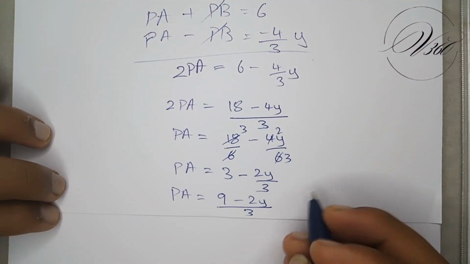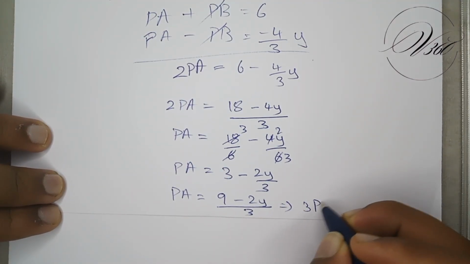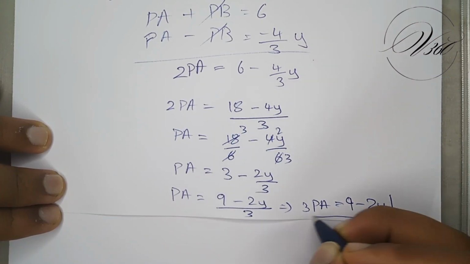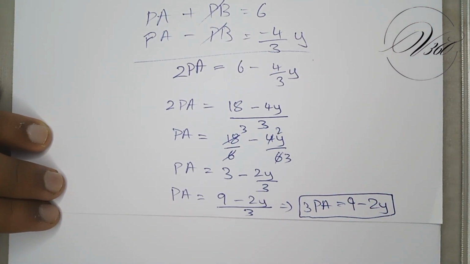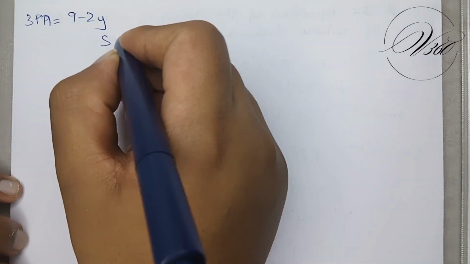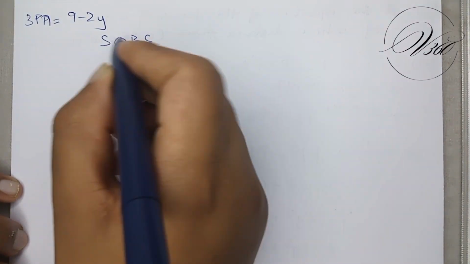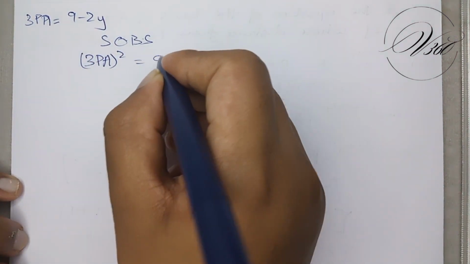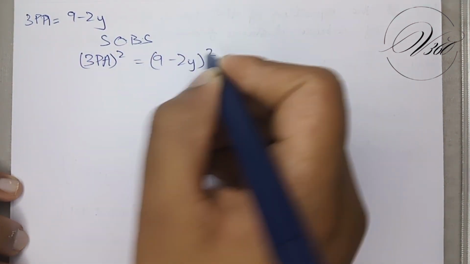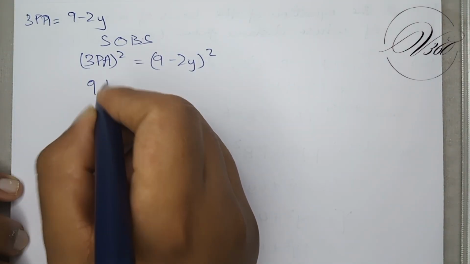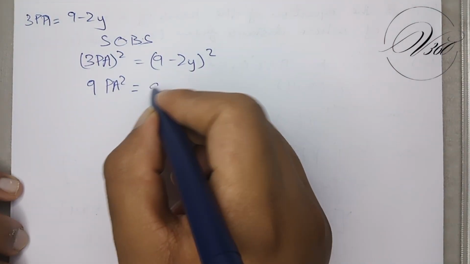Now here we'll transfer 3 that side. 3PA is equal to 9 minus 2y. Okay. This is the equation. Now we will do SOBS, which is squaring on both sides. Alright. Now we will do squaring on both sides. SOBS. Okay. 3PA square is equal to 9 minus 2y whole square. Okay. We know 3 3 is a 9, 9 PA square value we know. Alright.